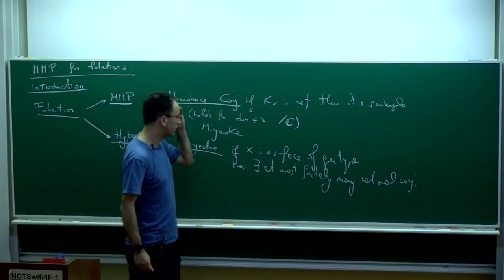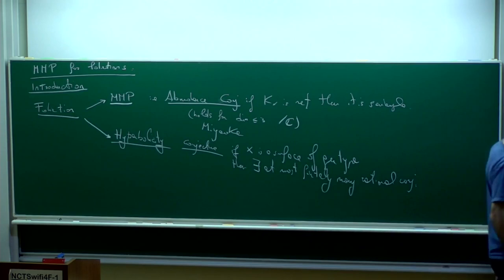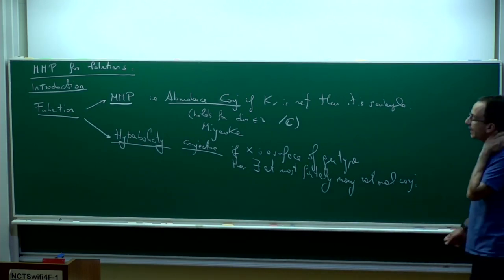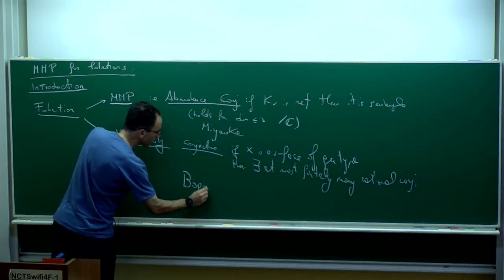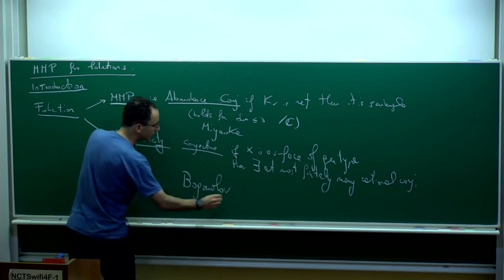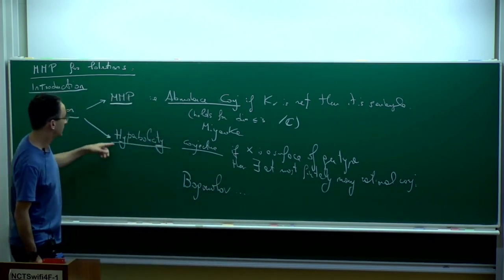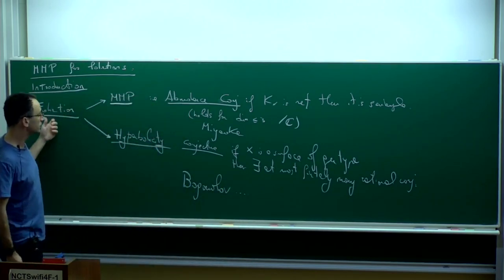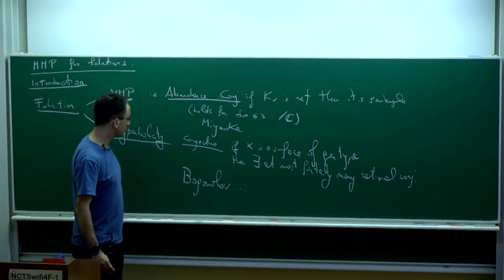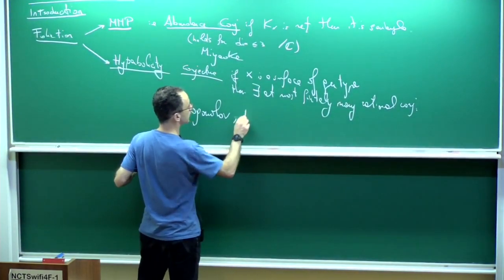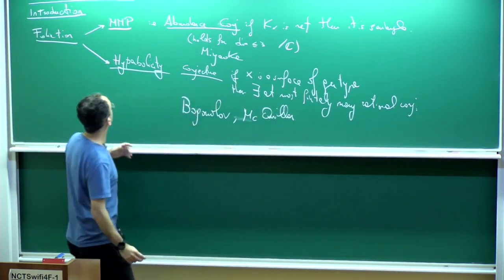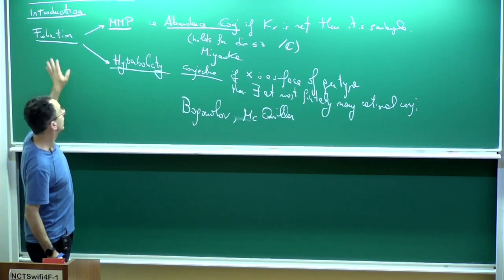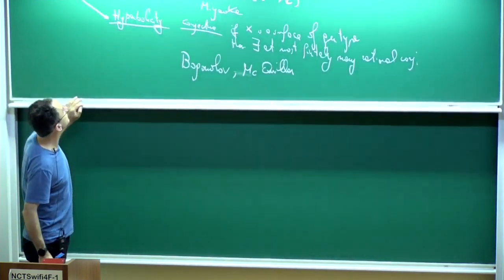I don't know exactly what the progress is about this conjecture, but I think the main results are due to McQuillan, and Bogomolov before him. Again, some of the main ingredients are foliations. I should mention McQuillan because he's the one who is still trying to understand how foliations help for hyperbolicity.